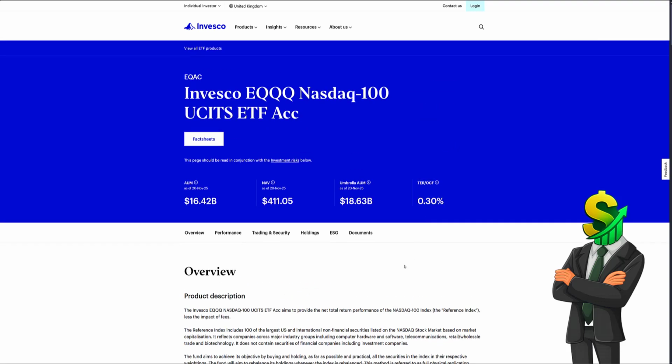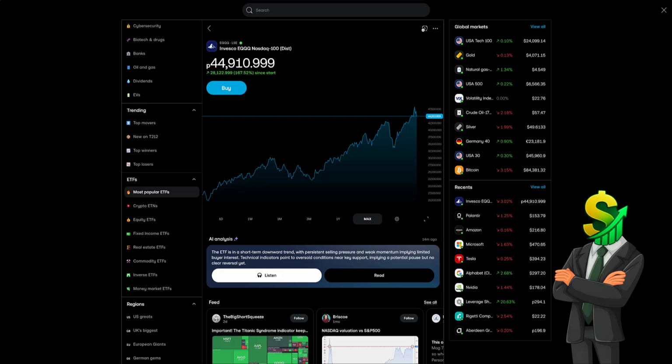And number 4, it's not ideal for dividend investors. Most Nasdaq companies reinvest profits instead of paying out a dividend. This ETF is for growth, not income.